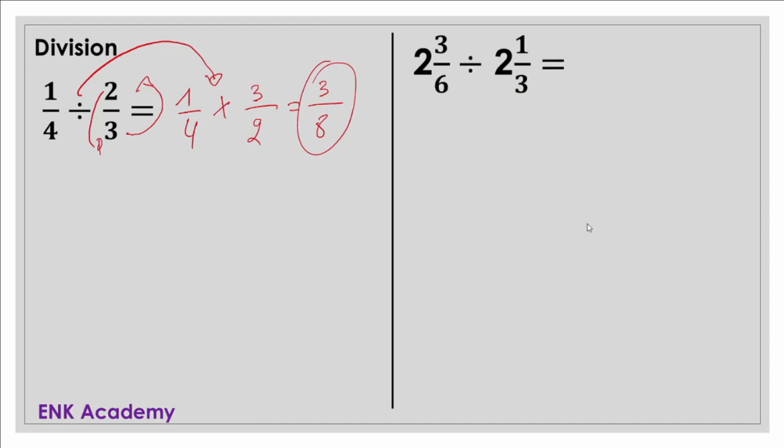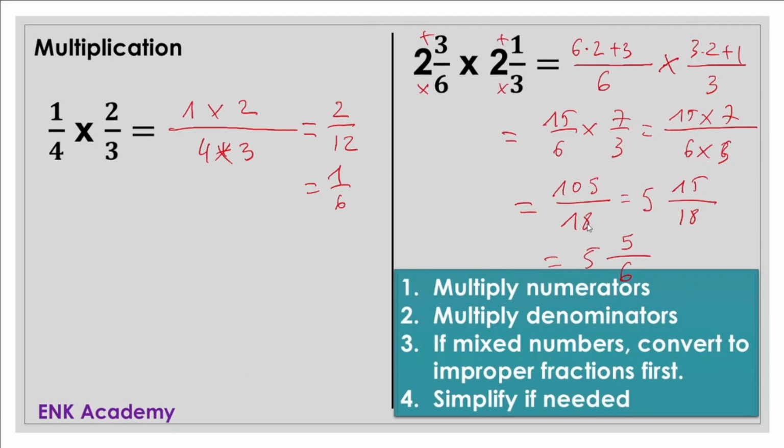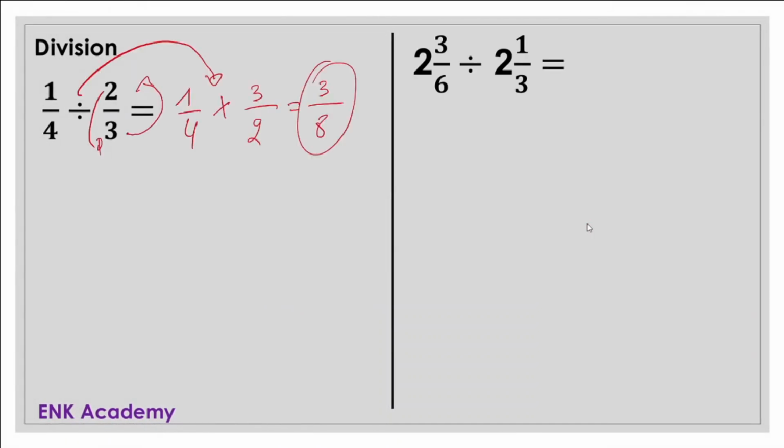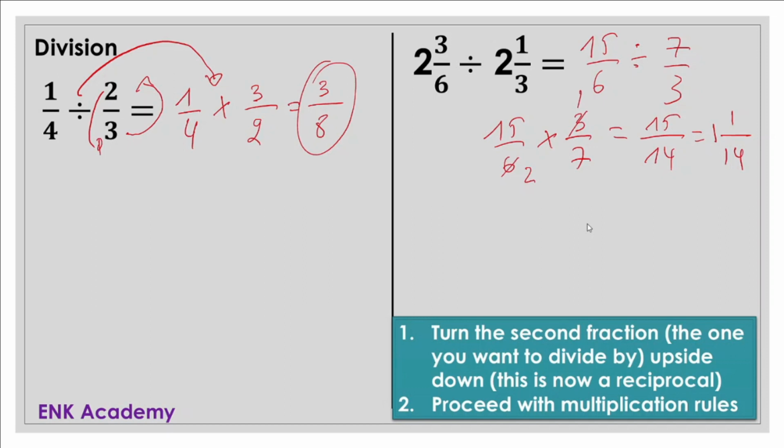In the same way, if we have mixed numbers, you can see that what we got from the previous one was 15 over 6 and 7 over 3. So in reality, what we have here is 15 over 6 divided by 7 over 3. So the rule says that we keep the first one and then we multiply by the inverse of the second one. What we get already here, if you want, you can simplify 1, 2. So you only have 15 divided by 14, and 14 goes into 15 one time, remainder 1 over 14. So division implies that the second fraction is turned upside down, and then we proceed with multiplication rules.